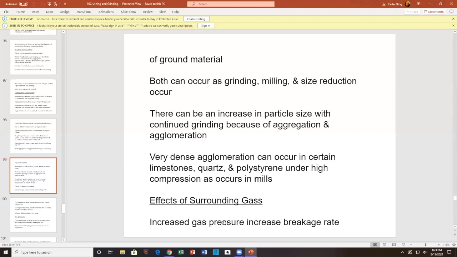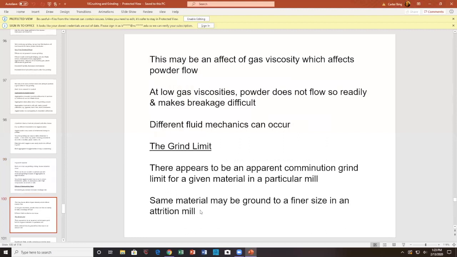Effects of surrounding gas: an increase in gas pressure increases the breakage rate. Well, that's interesting. This may be an effect of gas viscosity, which affects powder flow. At low gas viscosities, powder does not flow so readily and makes breakage difficult. So you have fluid mechanical behavior that can occur.